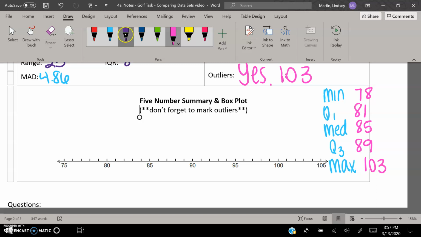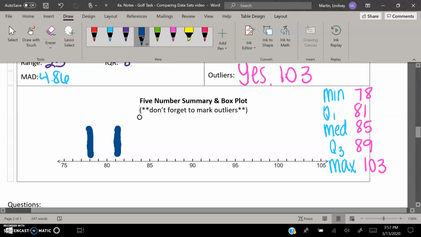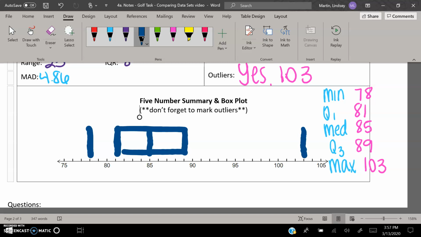Now I'm going to start drawing my box plot. My first line will be at 78. Let's see, it's this one. 78. 81. 85. 89. And 103. I'll connect my middle 3 into a box and connect the outer 2 with horizontal lines.